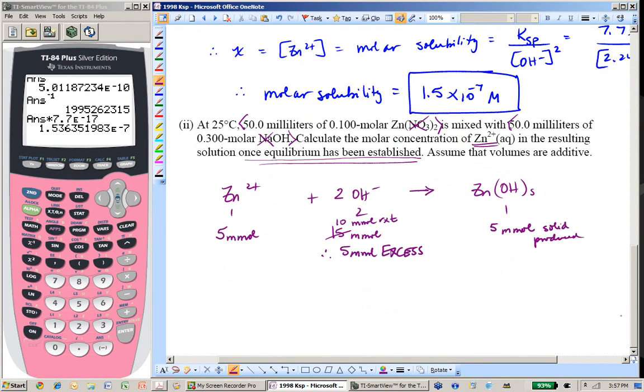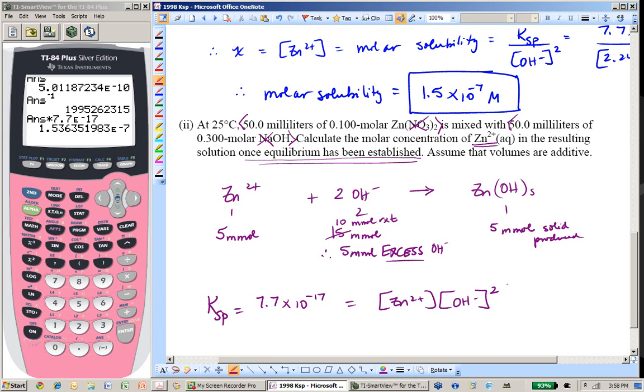Okay, so it's that excess that becomes important, and that excess is my OH minus ion as well. So now I can come to my Ksp. Say Ksp is equal to a number, 7.7 times 10 to the minus 17 still, and it's equal to a relationship of the zinc ion, which is what I seek, times the hydroxide ion, which I now know I have way more excess in that 5 millimoles than I have in that 10 to the minus 17 calculation.